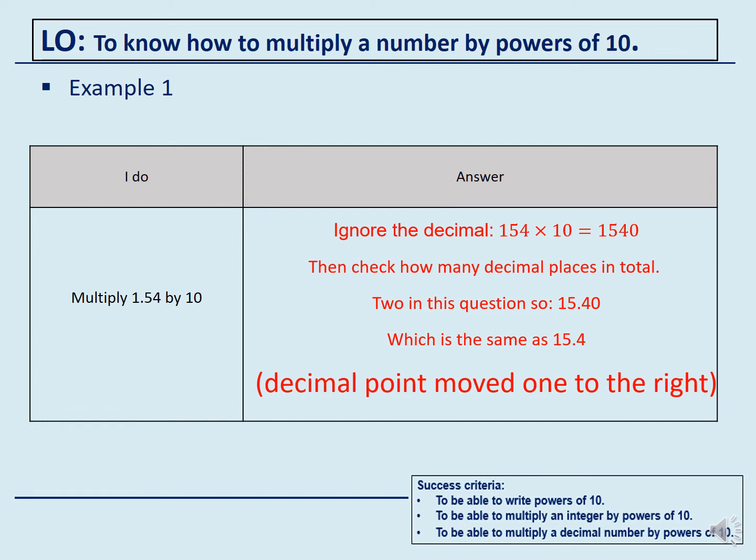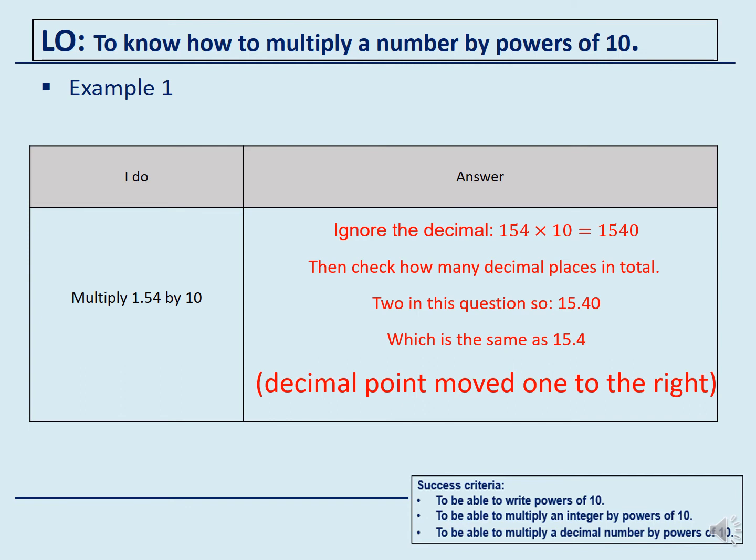So as you can see, I have only 2 decimal places. So in my answer, which was 1540, I need to have 2 decimal places as well. So I need to have 2 digits after the decimal point. If you put that decimal point in the right place, you have 15.40, which is the same as 15.4.